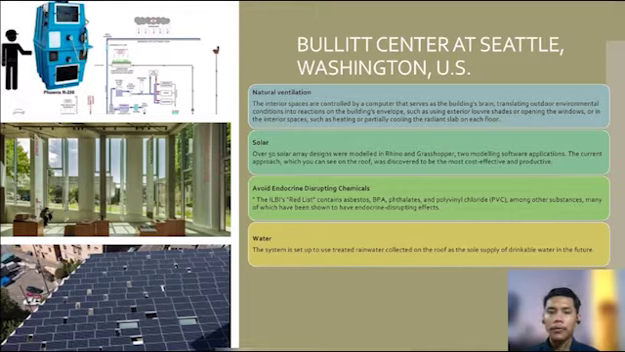Number 3 is avoid endocrine disrupting chemicals. The ILBI Red List contains asbestos, BPA, phthalates, and polyvinyl chloride (PVC), among other substances, many of which have been shown to have endocrine disrupting effects.